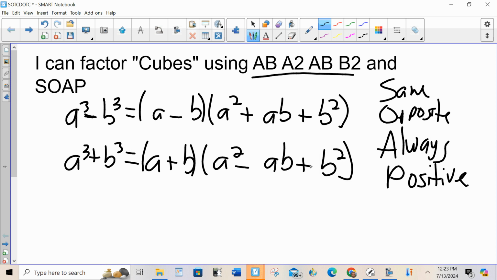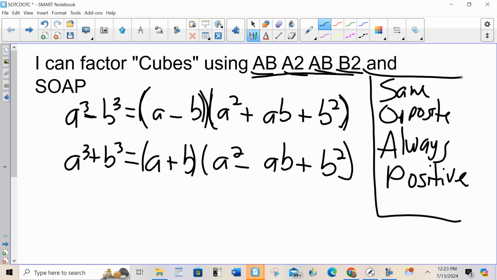So those are your two formulas for sum and difference of two cubes. You basically need to memorize the formulas. They're both two sets of parentheses, one small, one large, (a, b)(a², ab, b²). And for the signs, we use the acronym SOAP for same, opposite, always positive.